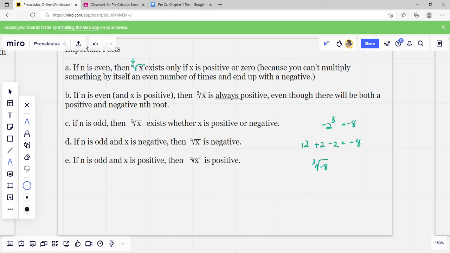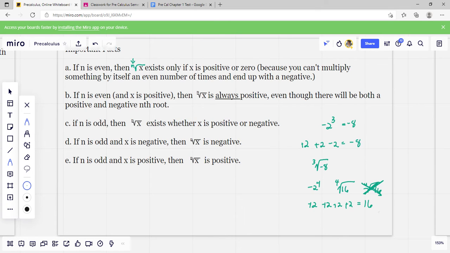Now, if we do it to the fourth, so we say negative 2 to the fourth, negative 2 times negative 2 times negative 2 times negative 2, we have pairs that will cancel each other out anytime that it is even, and we're going to come up with 2 times 2 is 4, 4 times 2 is 8, 8 times 2 is 16, and it's positive. So we can have a fourth root of 16, but we cannot have a fourth root of negative 16, okay?